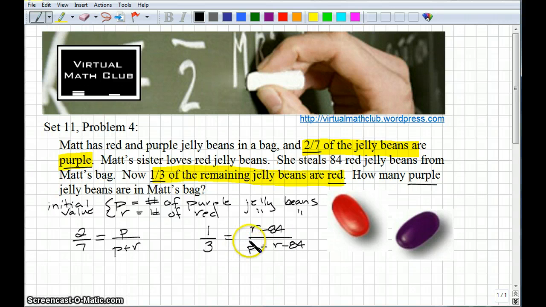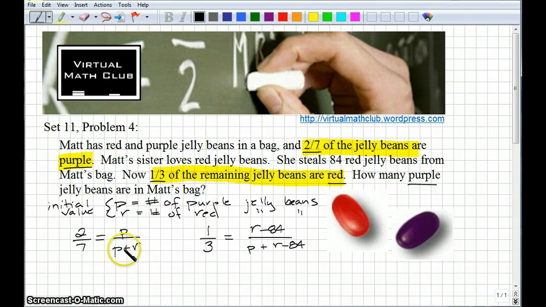Let's work with these equations and see if we can solve the problem. We have two unknowns: P, the number of purple jelly beans, and R, the number of red jelly beans. If you have two equations and two unknowns, you can usually solve the problem. Let's take a look at the first equation first.